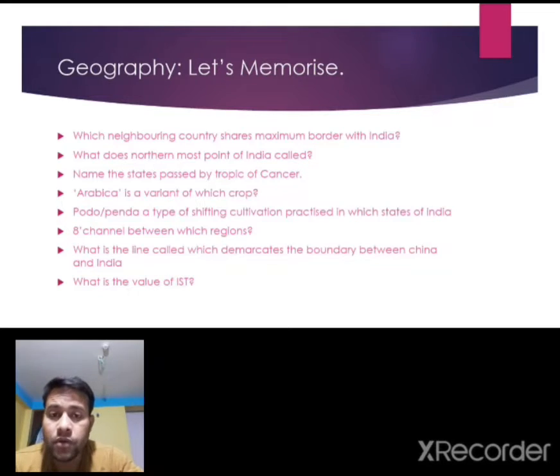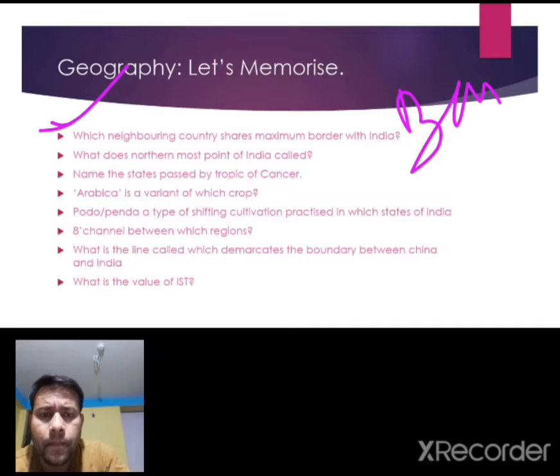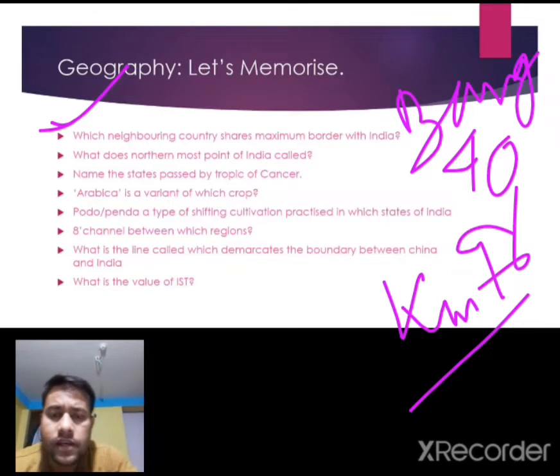We'll memorize some of the important questions. See the first question. This is definitely from the India introduction, the first chapter of geography. Which neighboring country shares the maximum border with India? This is very easy. This is actually Bangladesh. The border length is, I think, 4096 kilometers.